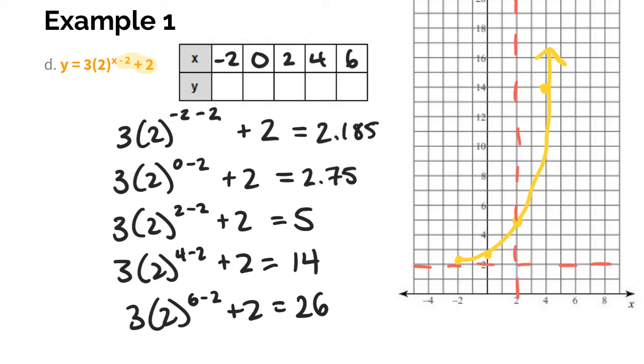But the idea here, what I want you to see for exponential growth, is the idea of the inputs and outputs and how the outputs are growing at a rate larger than what we would see with a linear function.